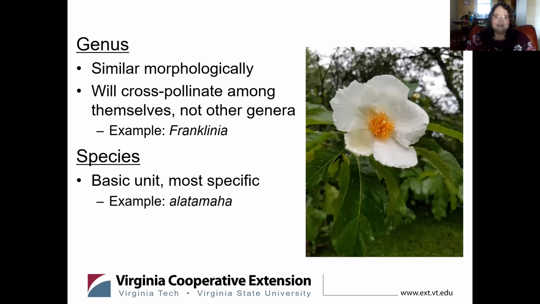So genera, our example here, Franklinia. Plants within a genus will cross-pollinate among themselves, but not typically with other genera. William Ackerman, I'll show his book cover on the next slide. He actually was a breeder at the USDA research center. I'm not saying the full name, but it's a research center in Maryland. And he bred lots of different camellias for more cold hardy climates.